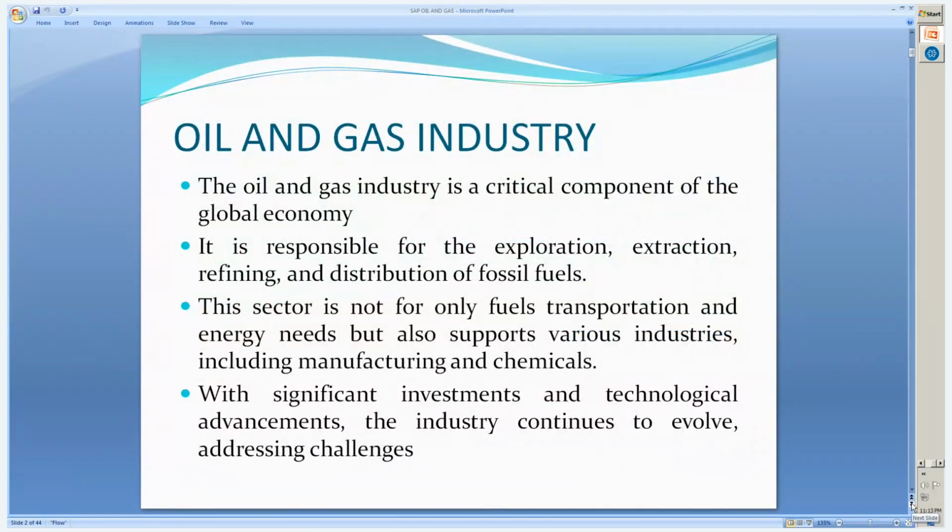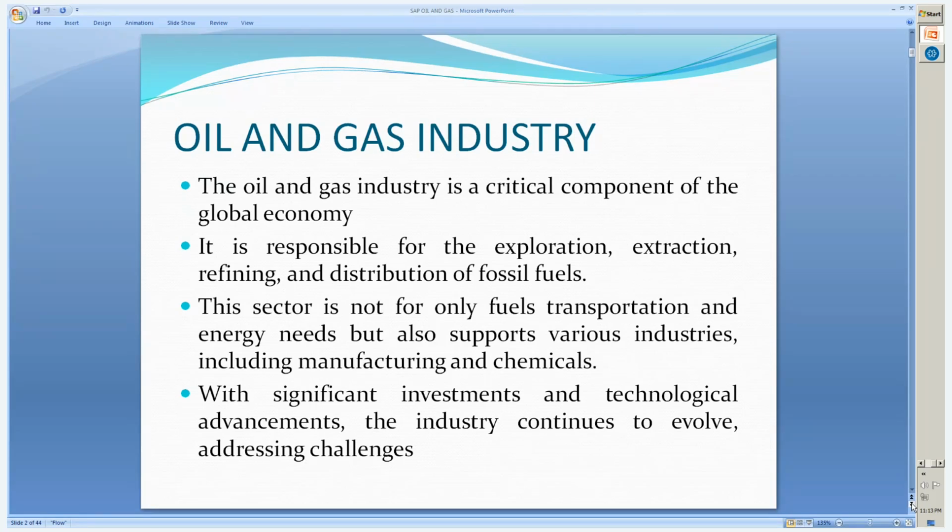So let us first start by explaining what the oil and gas industry is, and the scope of this industry. Among the global economies worldwide, for each country, the oil and gas industry is a critical component. It is something that contributes to the GDP of the country. The oil and gas industry can be broadly divided into three main areas of activities.